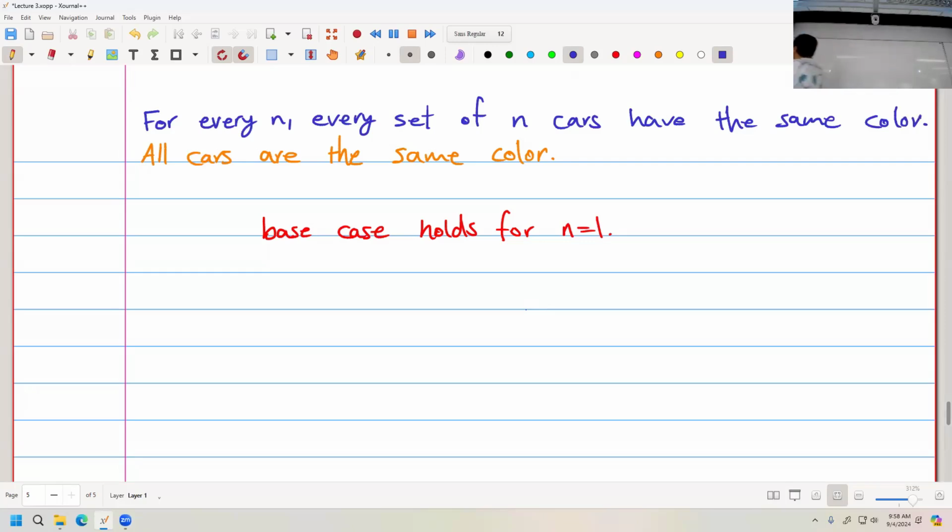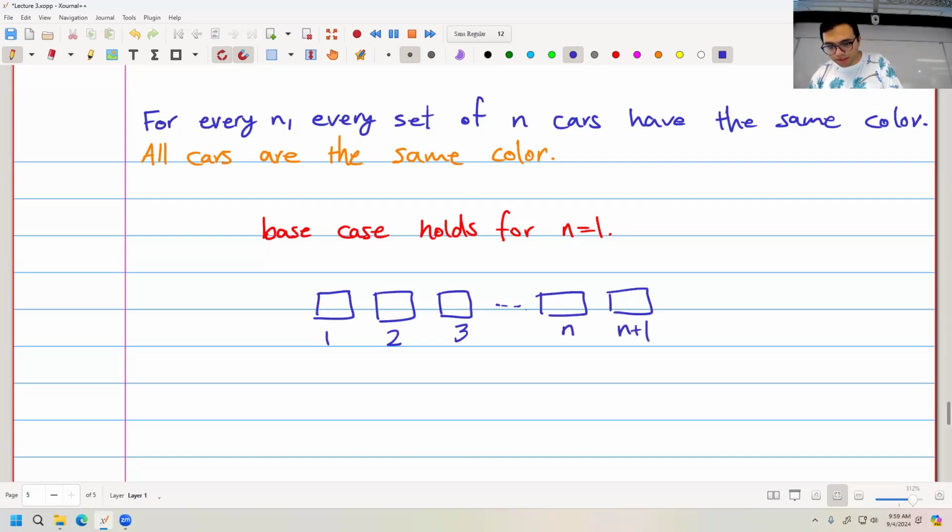And well, again, it's easy to prove it for n equal to 1. Now let's do the induction step. Let's say that it holds for n, and let's prove it for n plus 1. So let's say I have n plus 1 cars. And because I'm not great at drawing, let's say these are my cars. So this is car number 1, car number 2, 3, so on, n, and n plus 1.